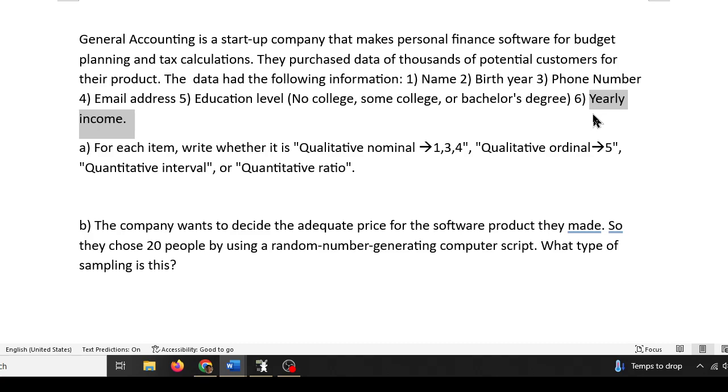So there's a natural zero there. In such a case, ratios do have meaning because you can say, I make double your salary, right? The ratio of twice of something makes sense. So this would be an example of quantitative ratio.